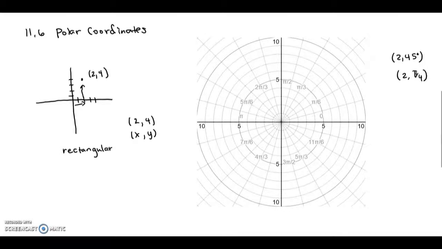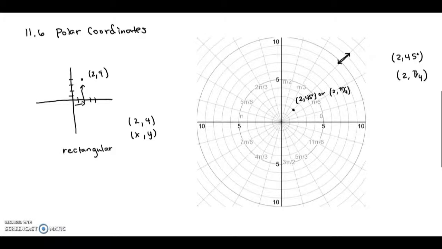Okay, so pi over 4 is going to be this diagonal line right here. So I'm looking at that diagonal line, and you would count out 2 units from the center. So 1, 2 would be our radius. So that would be the point (2, 45 degrees), or (2, pi over 4), since this one is in units of radians, but it would be the same point.